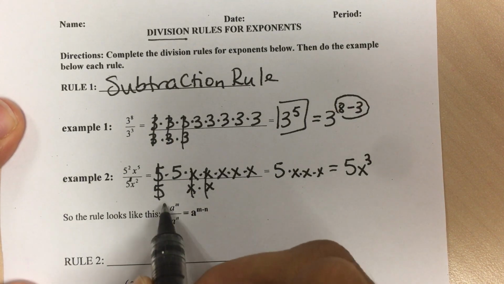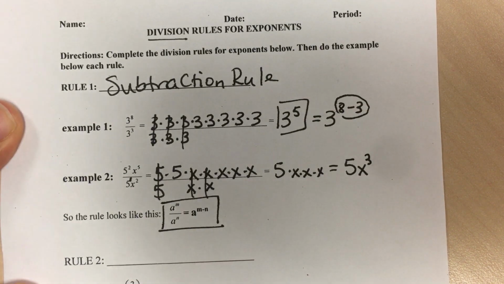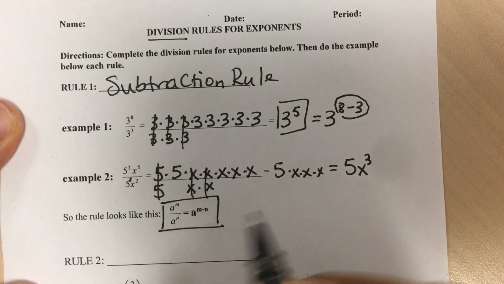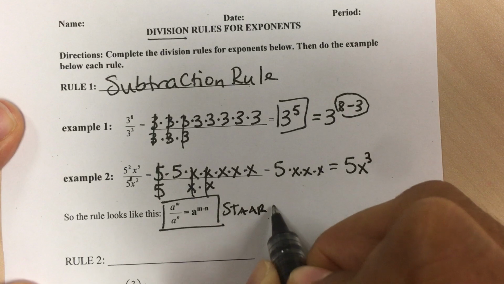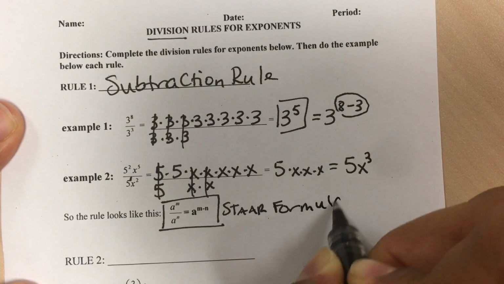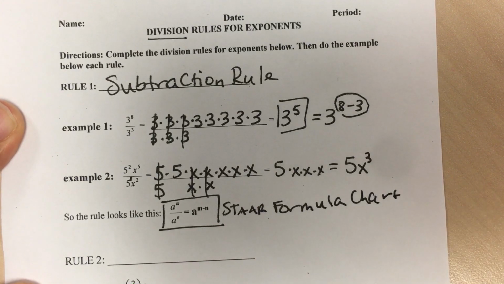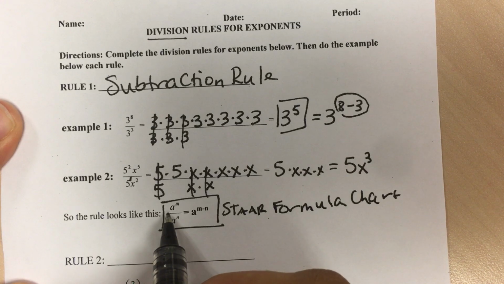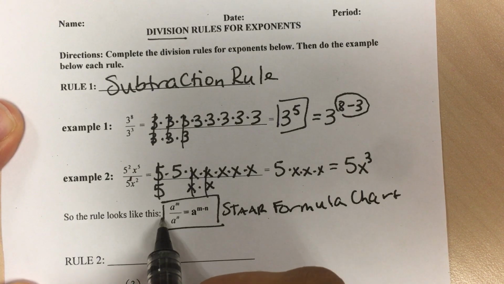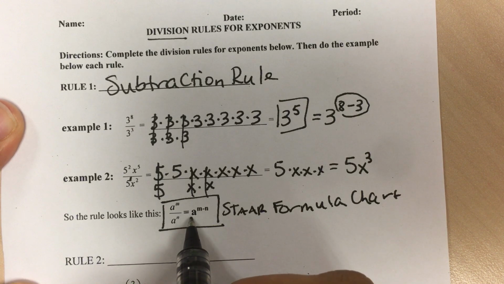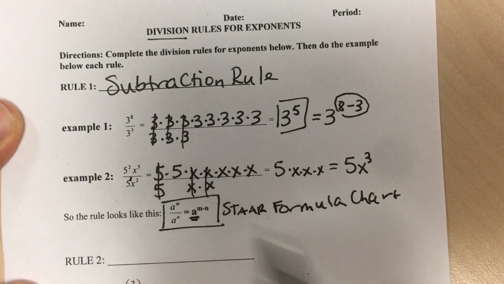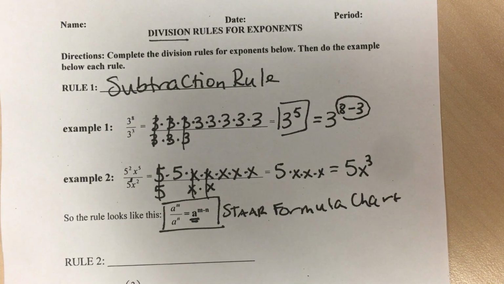So here is the official subtraction rule, and this is how it's going to look on your star formula chart. So you do want to make sure you take a look at that. All right, so once again, if I have same base with an exponent divided by same base with an exponent, I keep my same base and I subtract my exponents. That's what that means. Okay, let's move on to rule number 2.